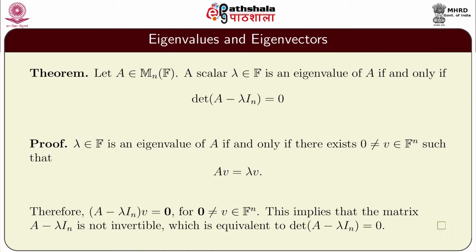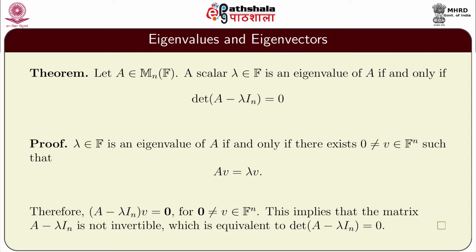A theorem: let A be an n cross n matrix over a field F. A scalar lambda in F is an eigenvalue of A if and only if the determinant of the n cross n matrix A minus lambda I_n is 0. How do we prove this? Suppose that lambda in F is an eigenvalue of A. By definition, this is true if and only if there exists a non-zero vector v in F^n such that Av is equal to lambda v.